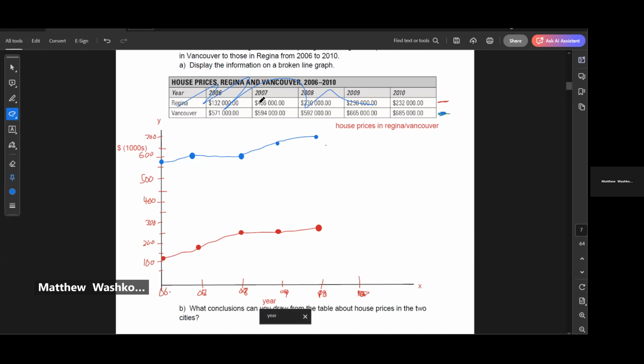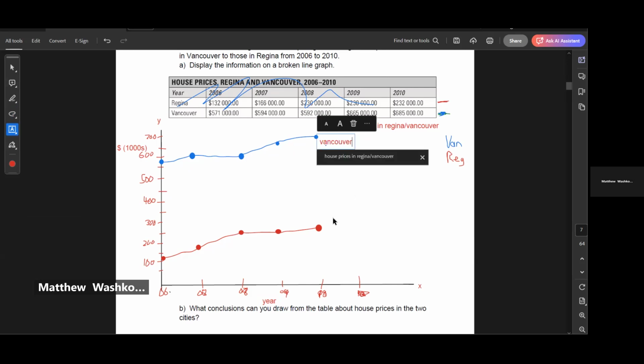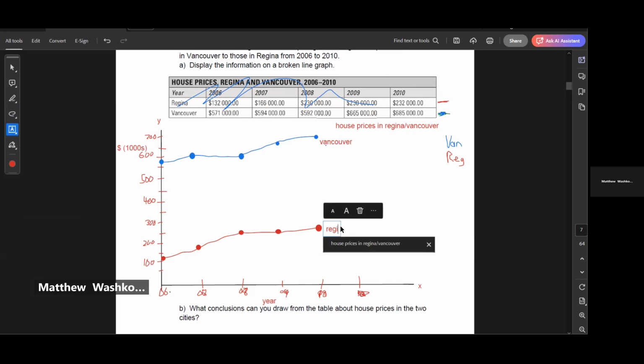how would you know which line's which? You need to either do a legend, right? This is Vancouver in blue. Or here's Regina in red. This counts as a legend too. So you can do something like that. Or, and it's a good habit to do both, you can label it Vancouver. Ideally make that blue and Regina. So having multiple colors of pens here are going to be really helpful.